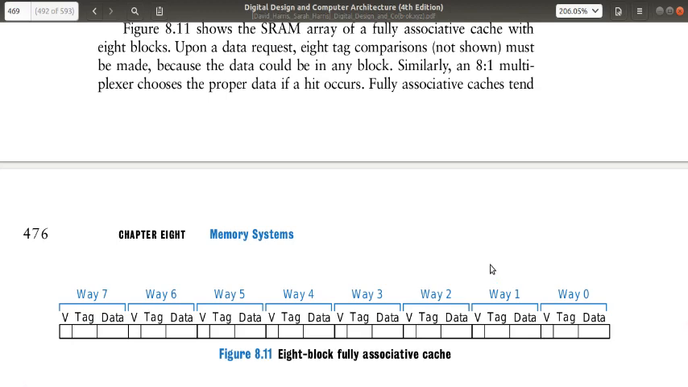But the problem is that if we draw the comparator and the hardware implementation of retrieving data from this one, it is very complex, right? So 8 blocks are there and 8 comparators are required, and an 8:1 multiplexer will be required. So it gets very complex. That is a big issue with this one. Other than that, there is no significance to this fully associative mapping.